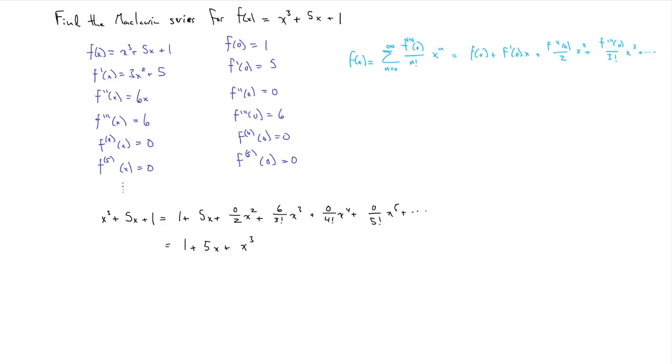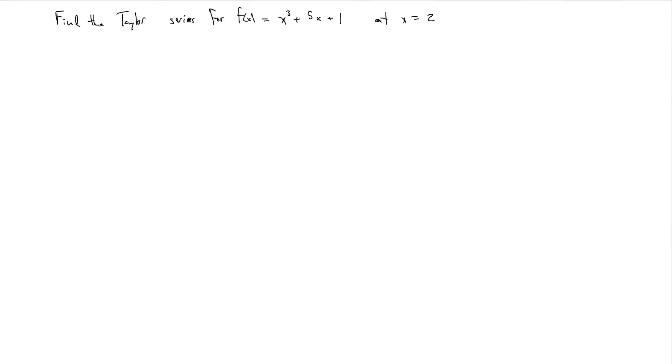And so, not so surprising that x cubed plus 5x plus 1 is equal to 1 plus 5x plus x cubed. 1 plus 5x plus x cubed is the Maclaurin series for this polynomial. Okay, but now let's do something slightly more interesting. Let's find the Taylor series centered at x equals 2 for the same polynomial.